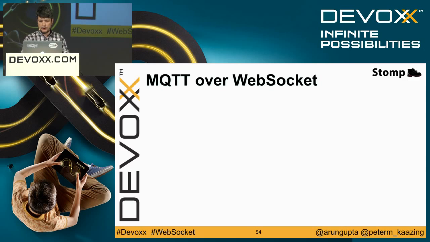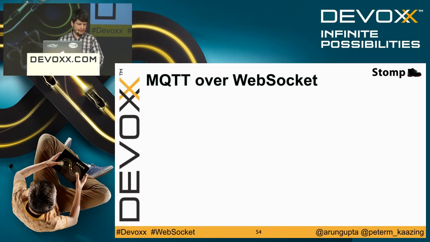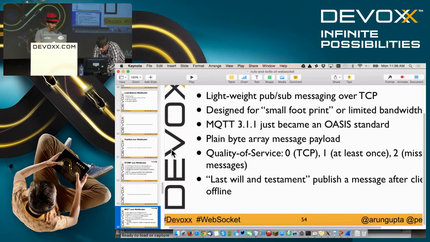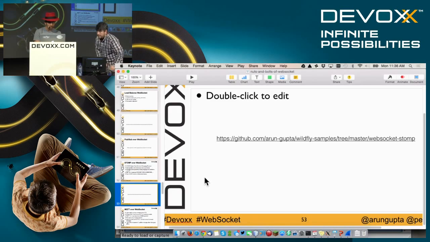Okay, so what I would like to do now is, do you want to show the WebSocket STOMP sample? The MQTT sample? Do you want to show the WebSocket STOMP sample first? Sure, we can do that. Yeah. Let's switch over. So I can show the STOMP sample here.